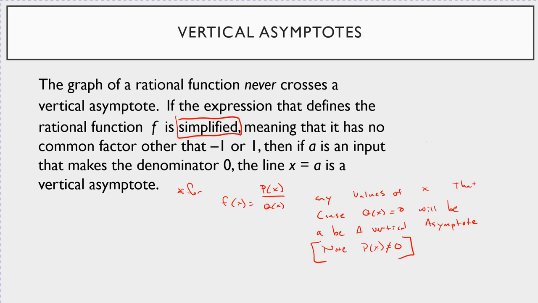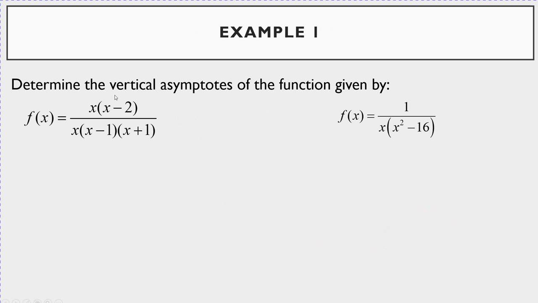So let's simplify this first function here. If you notice, you can cancel the common factor of x here. And so now, simplified, it's just x minus 2 over x minus 1, x plus 1. Okay, so even though you cannot plug 0 into the original function, if you plug 0 into it, you get 0 divided by 0. That's that indeterminate form, not simplified.